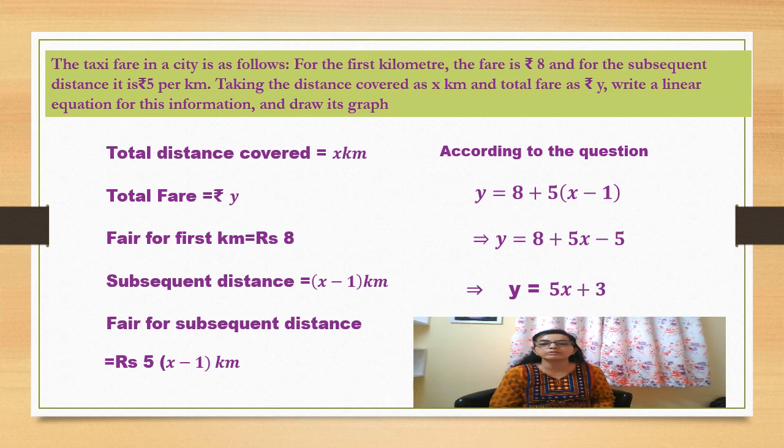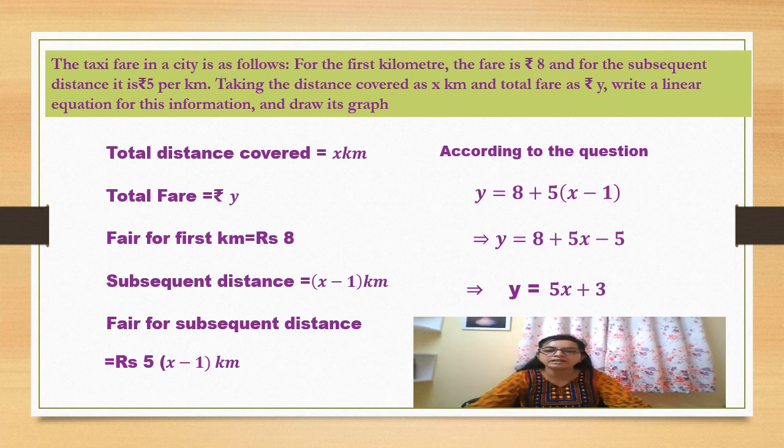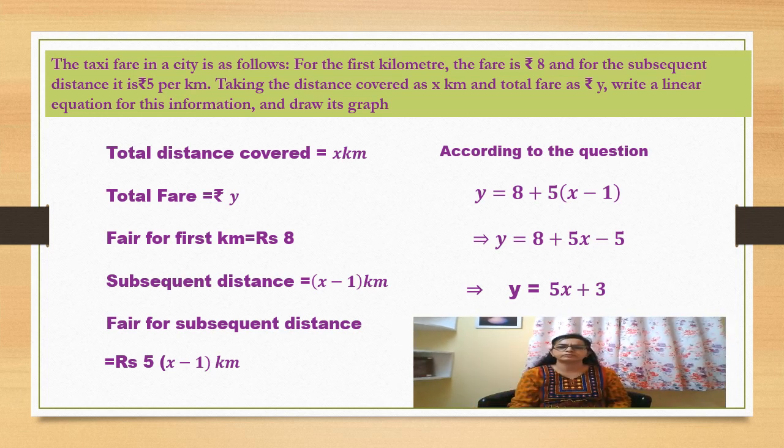Fare for the first kilometer is rupees 8. Now, as you all know, when we hire any vehicle like a four-wheeler, a cab, or in Ola, Uber or any cab, they charge you one fixed amount. That amount is for the first kilometer. So here, for the first kilometer, you must take the amount given in the question. It is given that they are charging rupees 8. So the third step will be to write the fare for the first kilometer, that is rupees 8.